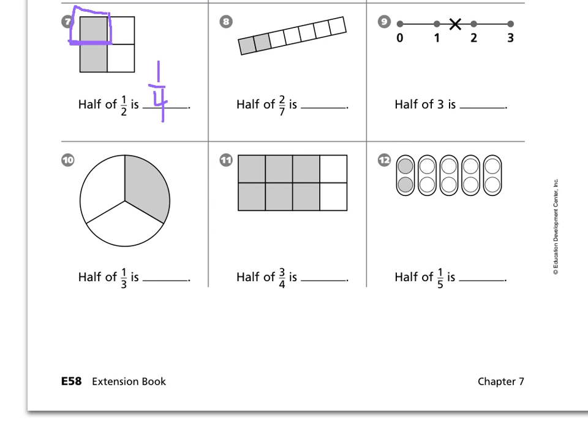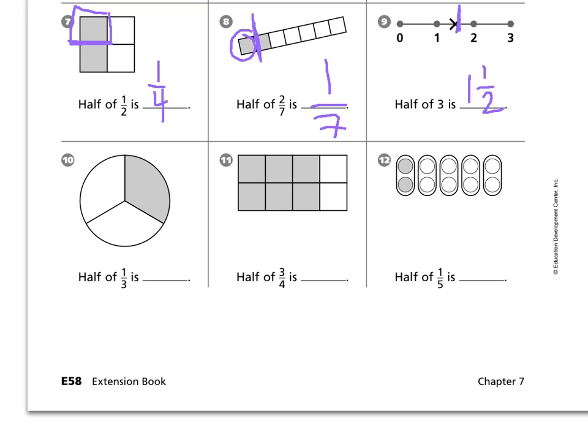Half of 2/7 would be what? So take the picture and go ahead and divide it. And you can see that you have 1/7. Number 9, half of 3. So look at 3. The X is marking half of it. So I know that it's in between 1 and 2. It would be 1 and 1/2.